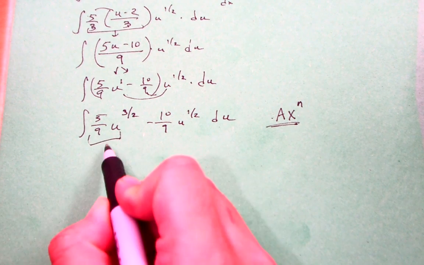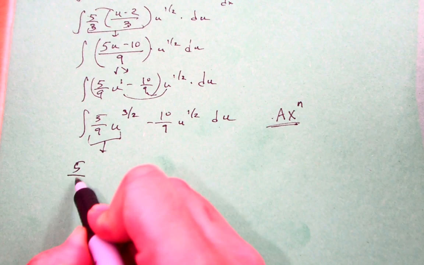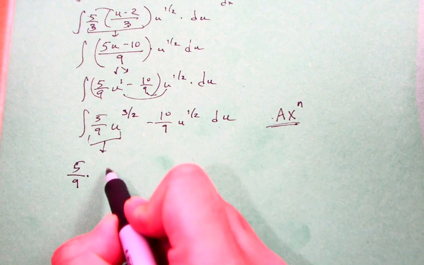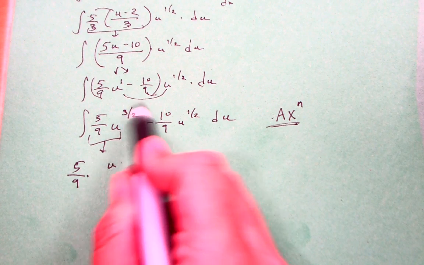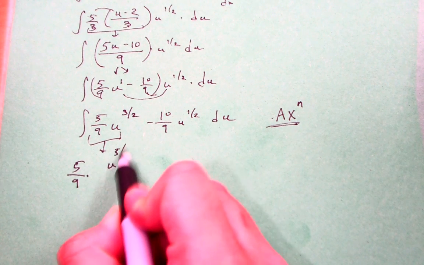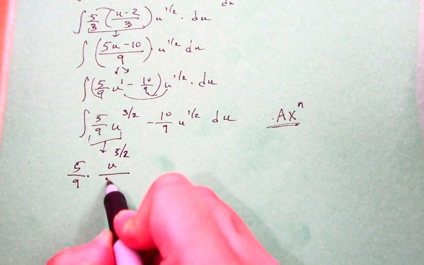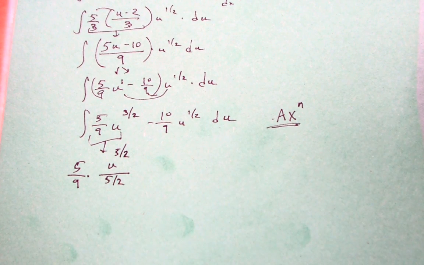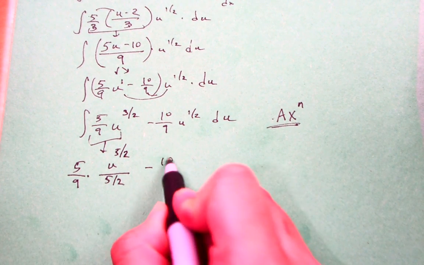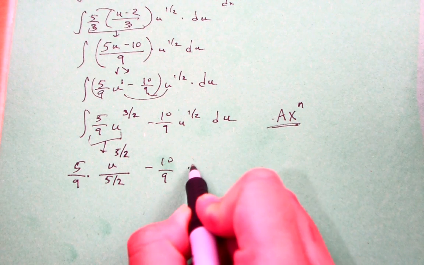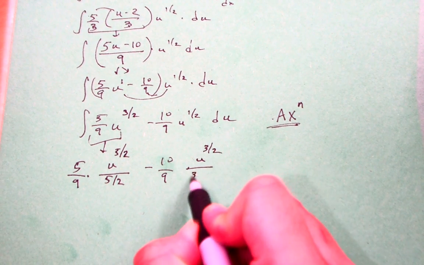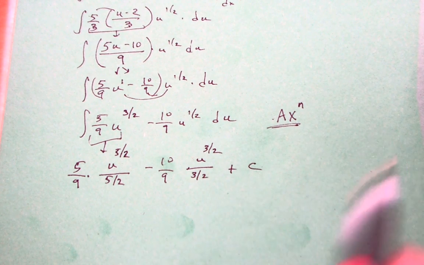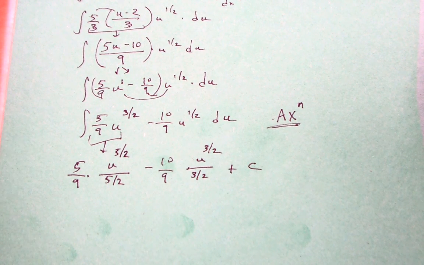So let's take the integral of each part. 5/9 is a constant multiple, so I'm still going to have it here. u to the 3/2, using the reverse power rule, is adding 1. So adding 1 to this will make plus 2 over 2 makes 5/2. And I'm going to divide by 5/2 using the power rule in reverse. 10/9 constant multiple, excuse me, u to the 1/2 plus 1 gives me 3/2, and then divide by that, plus constant c. Now effectively this is our answer.